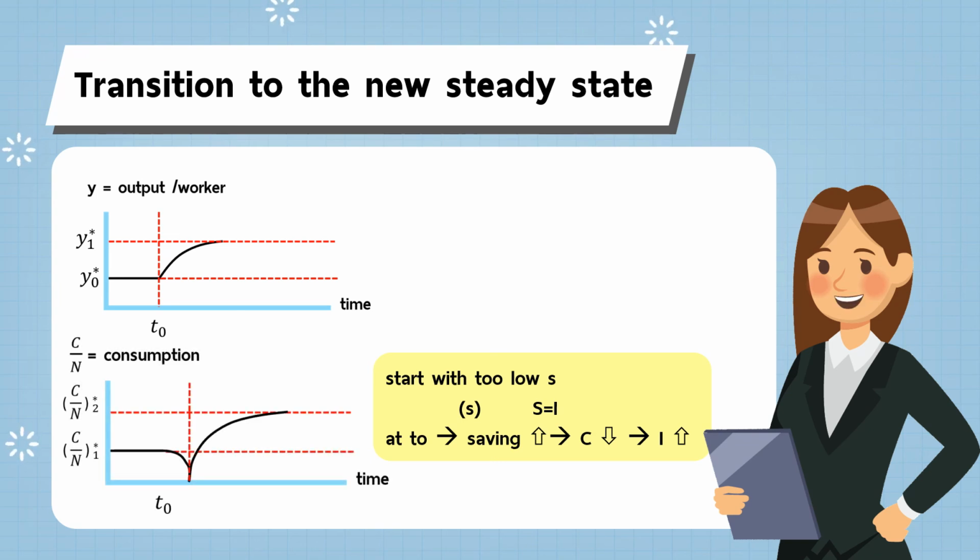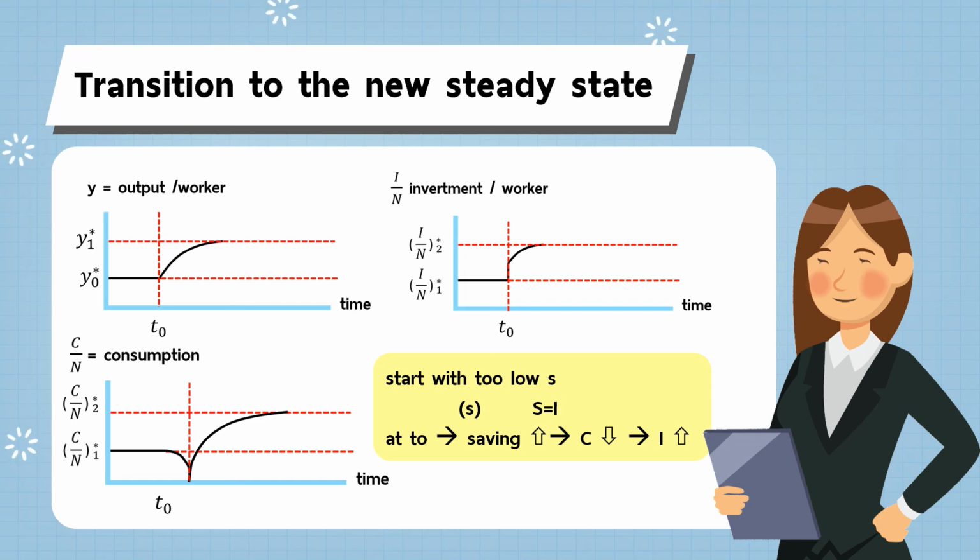For the graph of consumption per worker over time, first it starts with too low saving rate, so the steady state is low too. But after we increase saving rate, steady state will increase, so consumption per worker will gradually move to the new steady state. At T0, consumption decreases because we consume the remainder after saving, so that's why consumption drops at T0.